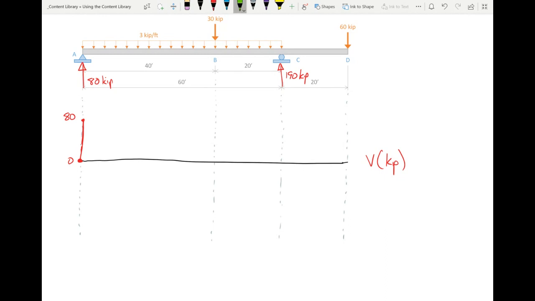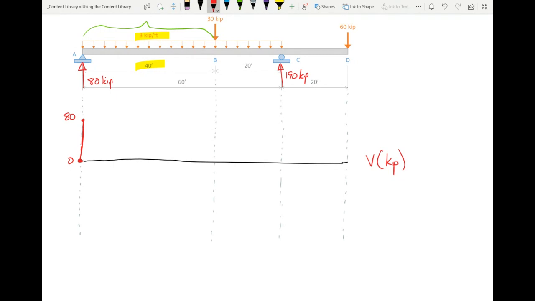Now, I need some help. We're going to take this alphabetically. We're going to start at A, work to B, and then work to C, work to D. So let's go from A to B. I'm going to need chat's help on this. From A to B, how much force is that? 120. That's exactly right. 3 kips per foot over a distance of 40 feet, so that's 120.